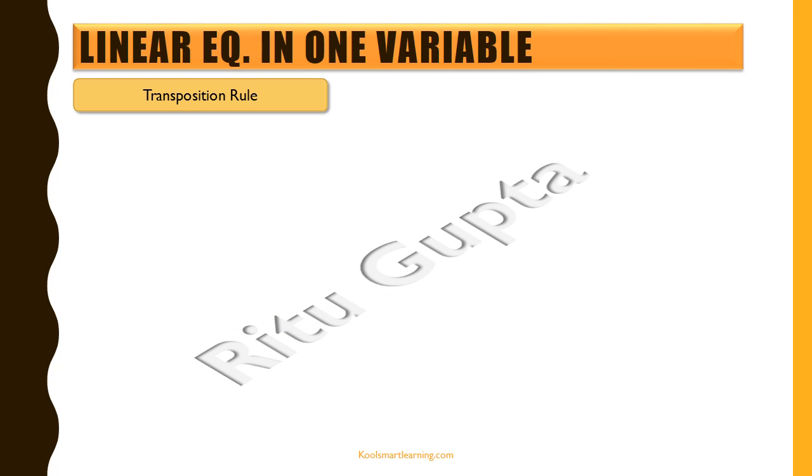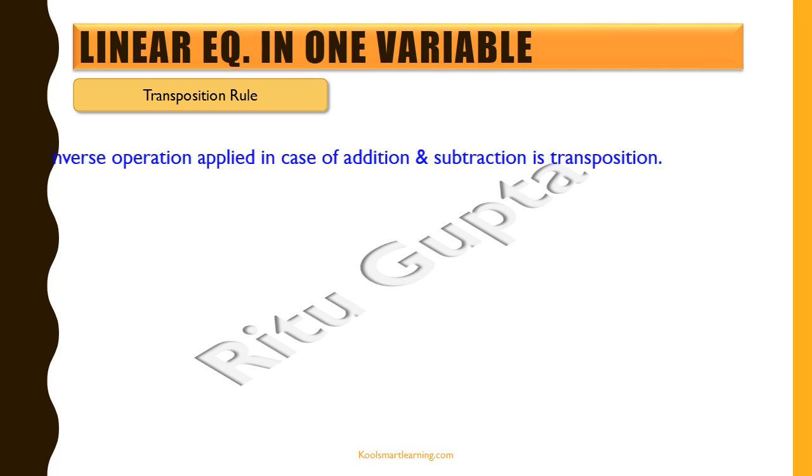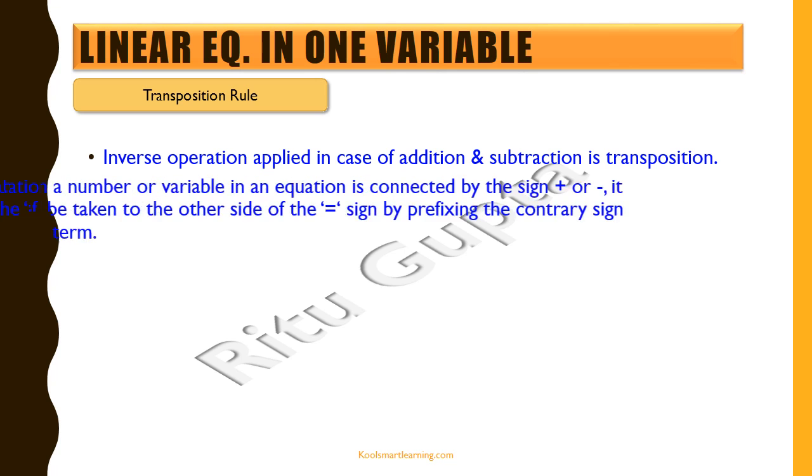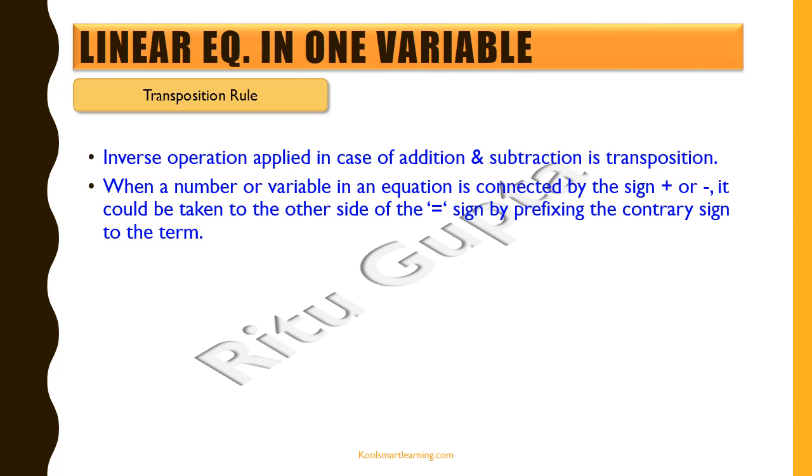Now what is the transposition rule? We just talked about the inverse operations. When we apply that inverse operation in case of addition and subtraction, that is called transposition. When a number or variable in an equation is connected by the plus or minus sign, it could be taken to the other side of the equal to sign by prefixing the contrary sign to the term. If it has a plus sign on the left hand side, then if you want to take it to the right hand side, it'll get a negative sign, and vice versa.